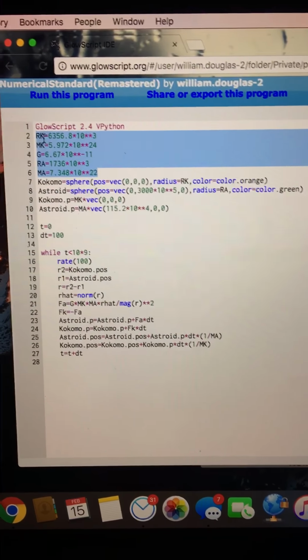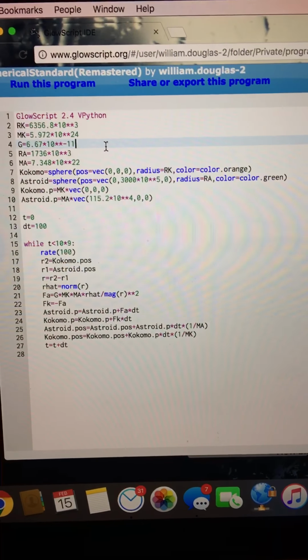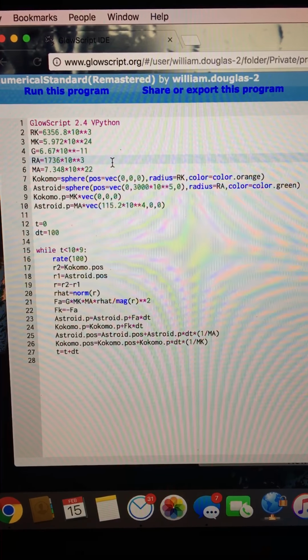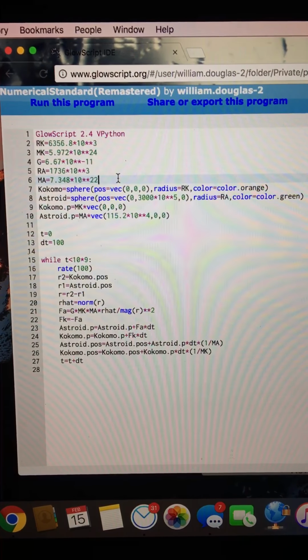I gave the radius of Kokomo, the planet, the mass of Kokomo, the planet, and the constant g for gravity, which we're going to be using later. I gave the radius for the asteroid, and I gave the mass for the asteroid.